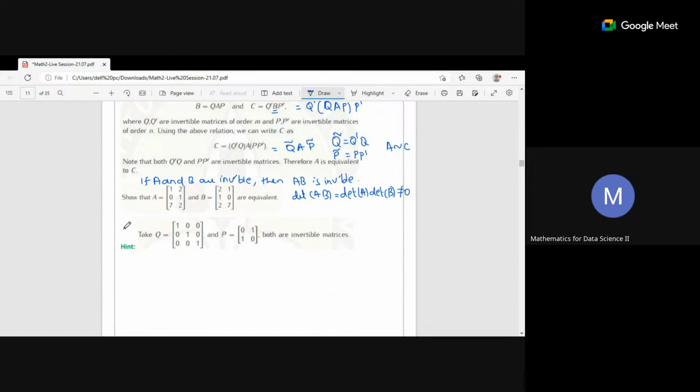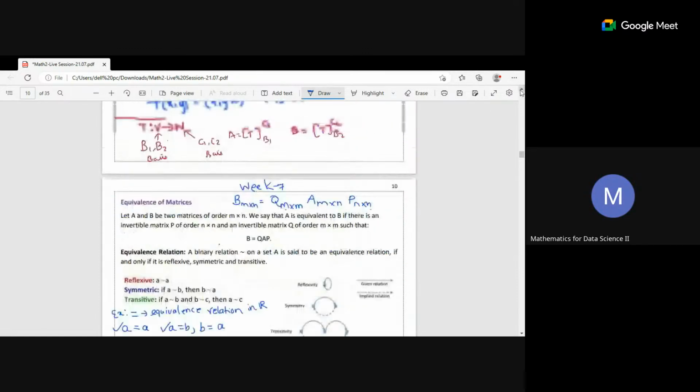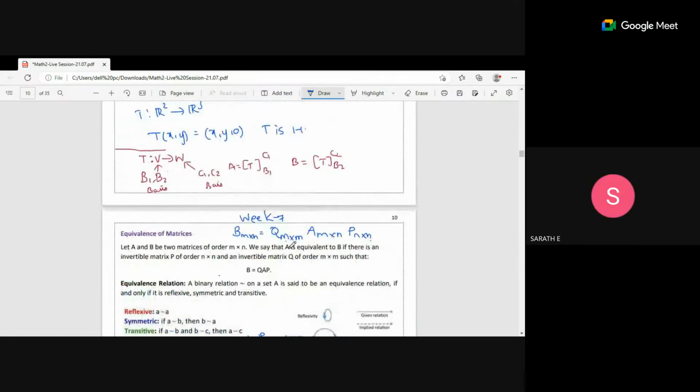What is that we need to prove? We have to prove it's symmetric, transitive, and reflexive. No, that is for equivalence relation. Just to prove that two matrices are equivalent. See, two matrices are equivalent if there exist invertible matrices P and Q such that B is equal to QAP.